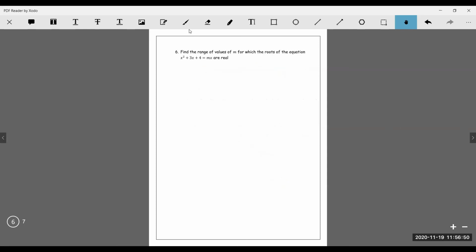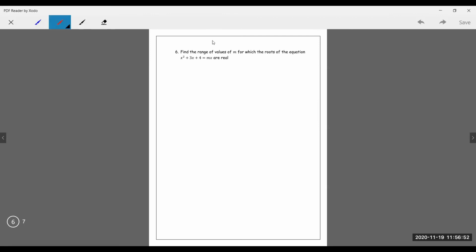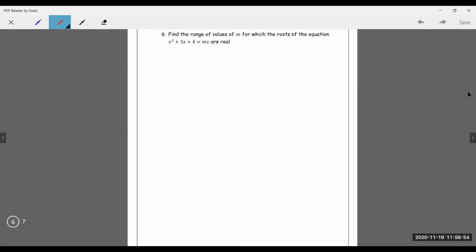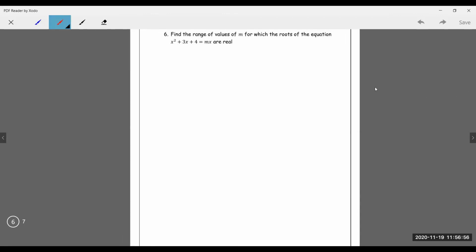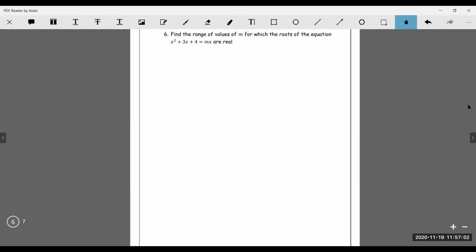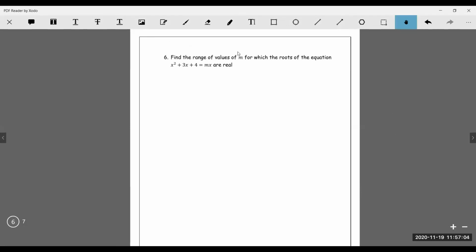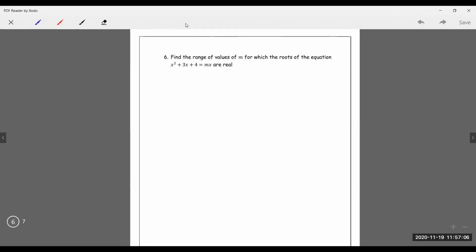All right, let's check out this question now. This question says, find the range of values of m for which the roots of the equation are real. Now, what do we know about when the roots of the equation are real?